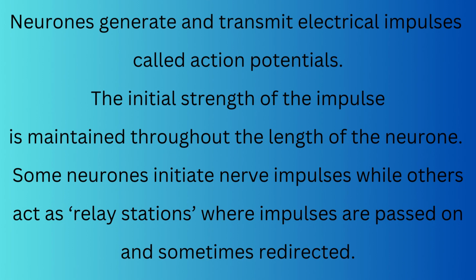Neurons generate and transmit electrical impulses, called action potentials. The initial strength of the impulse is maintained throughout the length of the neuron. Some neurons initiate nerve impulses while others act as relay stations where impulses are passed on and sometimes redirected.